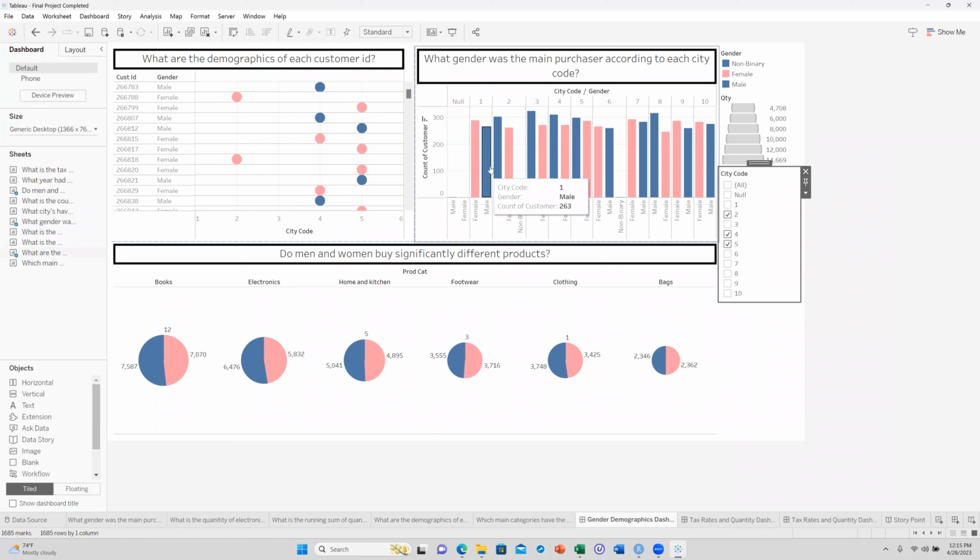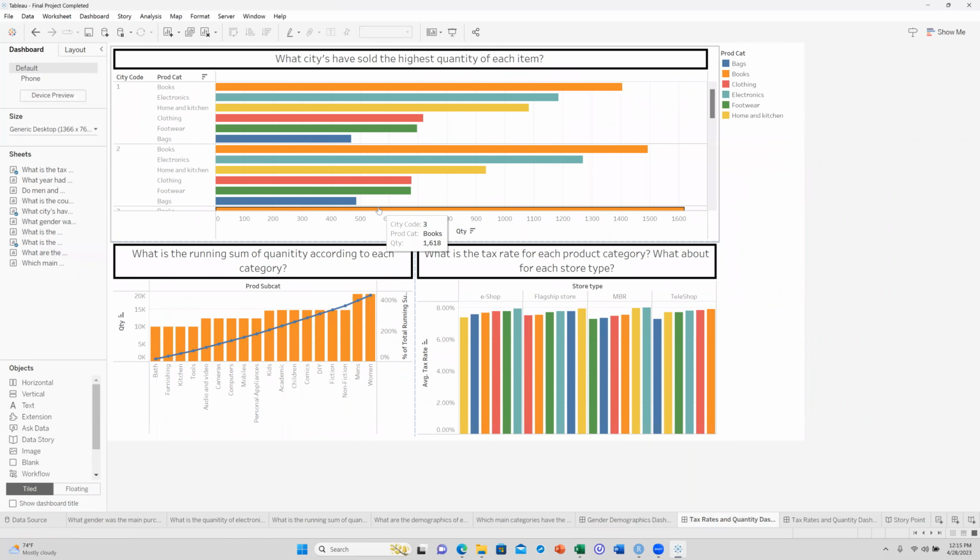As well, if you hover over it, we can also see city code 2, male, count of customers 302, city code 2, female, count of customers 261. So we can even see the count of customers, which is extremely cool. And then we also have books, electronics, home and kitchen, footwear, clothing, bags, and then we can also see, do men and women buy significantly different products, essentially.